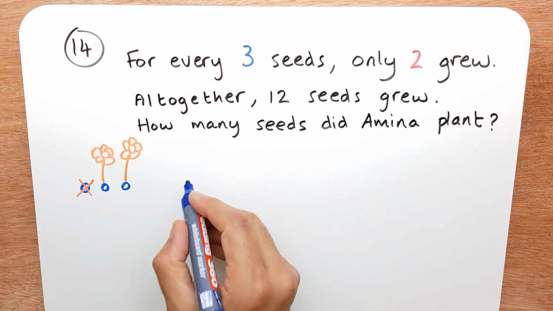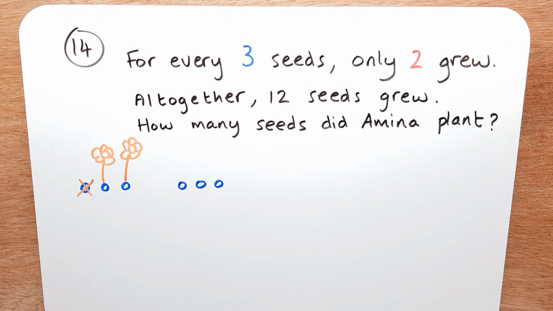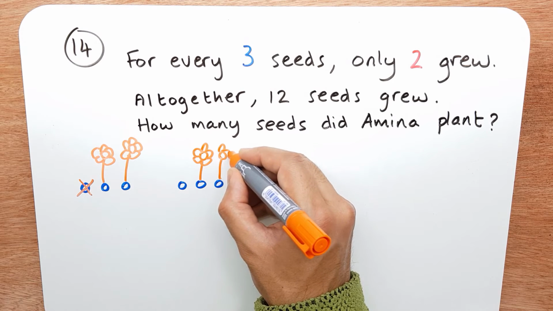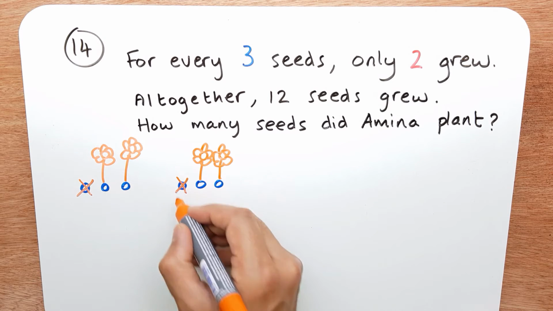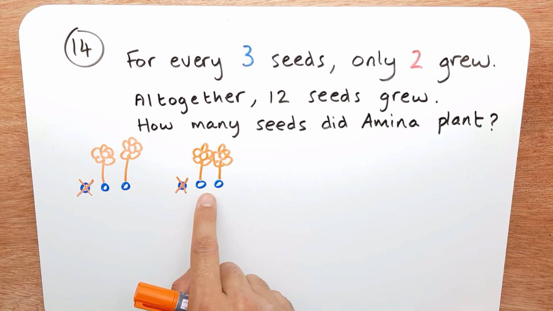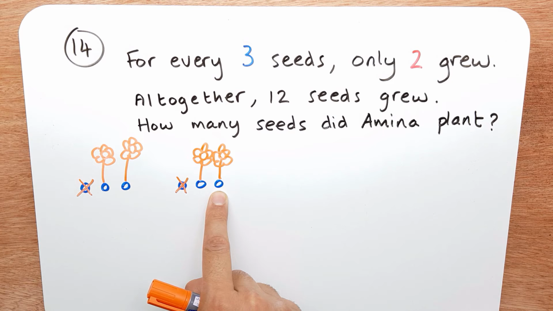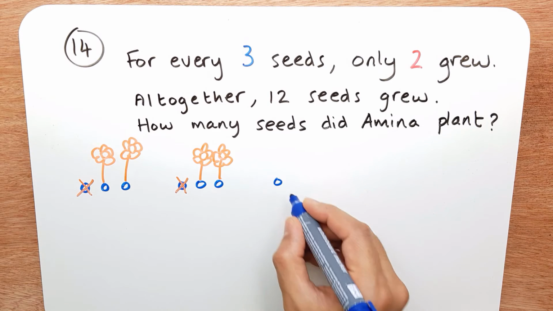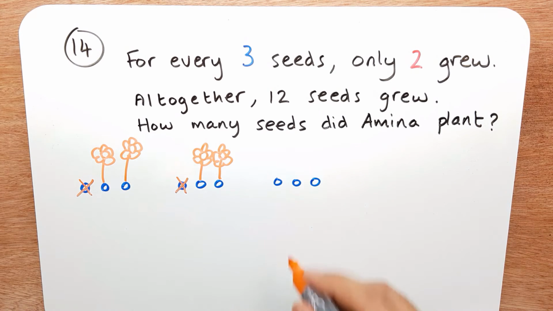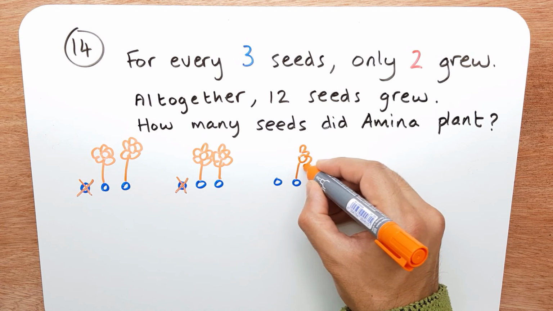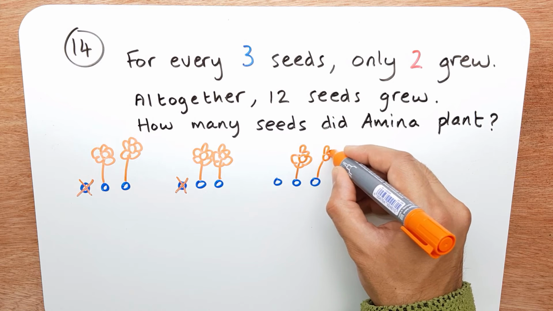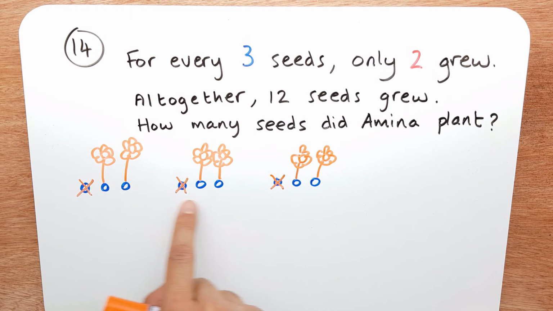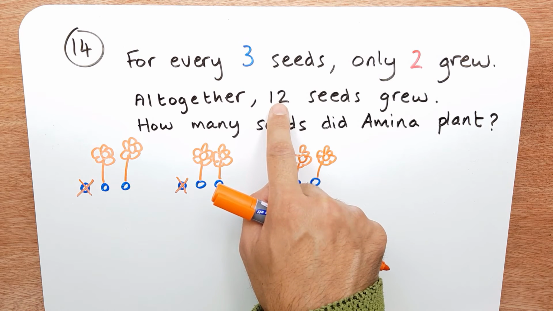What we'll do is we'll plant another 3. 1, 2, 3. And these 2 are going to grow. And this isn't going to grow. So now we have 1, 2, 3, 4 seeds that have grown. And we want 12. So let's plant another 3 seeds. 1, 2, 3. And these 2 seeds are going to grow, and this seed isn't going to grow. So now we have 1, 2, 3, 4, 5, 6 seeds, but we want 12 seeds.